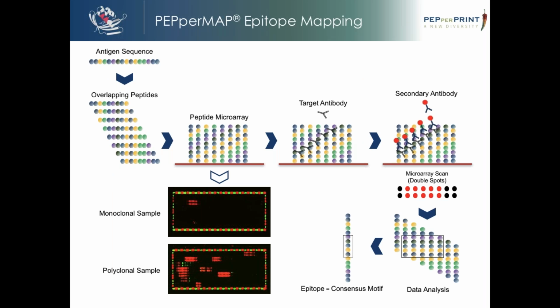So how does a typical epitope mapping work? If the antigen sequence is known, it's translated into overlapping peptides that are printed onto a microarray. The microarray with the antigen-derived peptides is incubated with a serum or antibody sample, followed by staining with fluorescent labeled secondary antibodies and readout with a microarray scanner. An epitope is highlighted by a row of peptide double spots with a consensus motif that corresponds to the epitope of an antibody, as shown on the left with the raw microarray scans for a monoclonal and polyclonal sample.